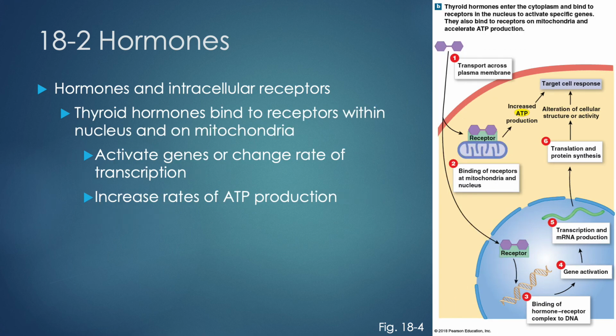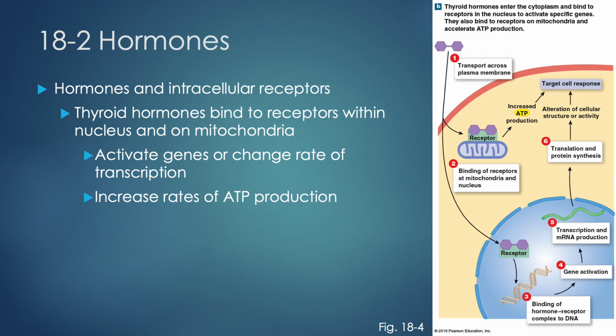Thyroid hormones, like steroid hormones, are lipid-soluble, and because of this, both of them will be able to diffuse through the plasma membrane. So once they're through the plasma membrane, then they're able to bind to receptors. They typically will bind to receptors on the nucleus and also on the mitochondria.